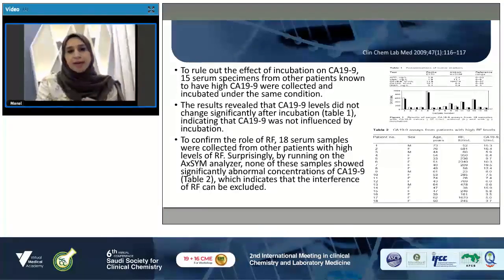Let's confirm that. To confirm that, they took 18 serum samples from patients who have a very high rheumatoid factor, and they measured the CA19-9. Unfortunately, the CA19-9 was normal in those people who have a high rheumatoid factor on the AXSYM. So it wasn't really the rheumatoid factor causing the interference.